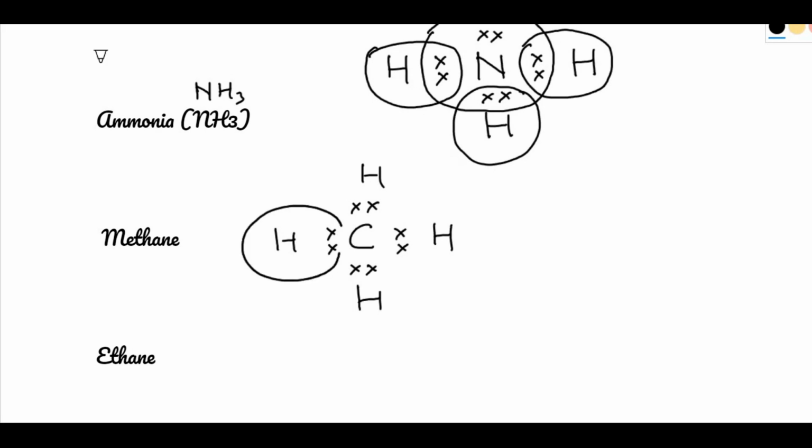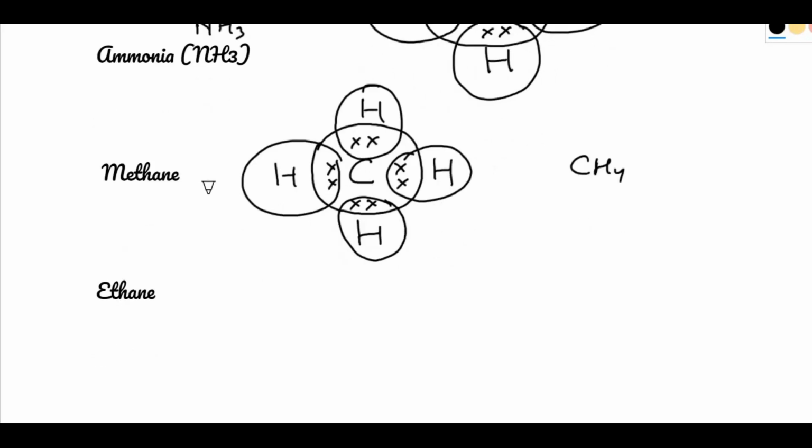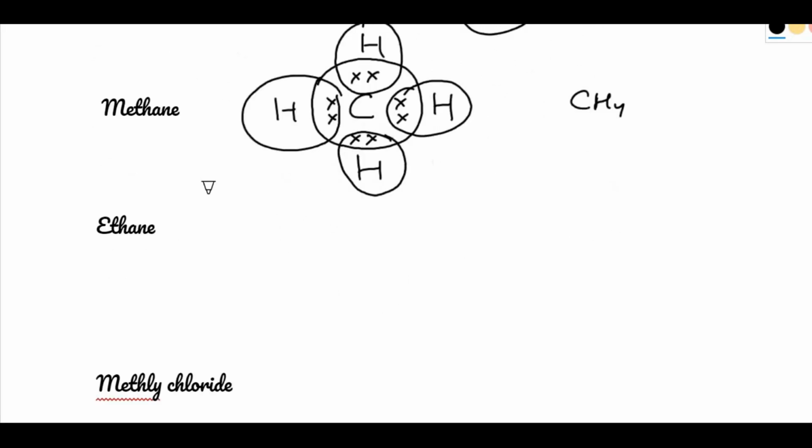So hydrogen, this one, single bond. Methane means if 1 electron is shared by both the atoms, then single bond. 2 electrons shared, double bond. 3 electrons shared, triple bond. So this is CH4. Only one electron shared, that's why methane has a single bond between carbon and hydrogen.